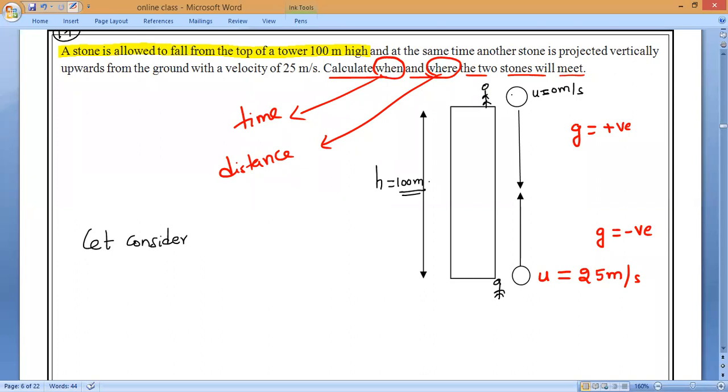Let us consider this is stone 1 and this is stone 2. What is this, guys? This is stone 1, which is coming downwards. And this is stone 2, which is moving what? Upwards or downwards? Moving upwards.